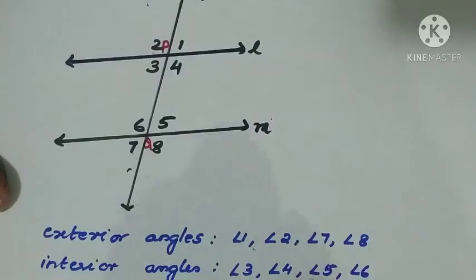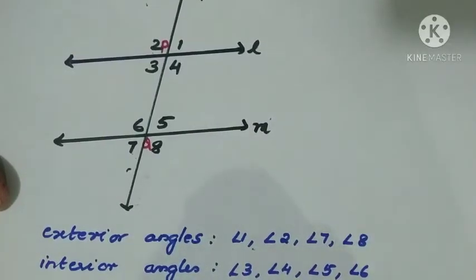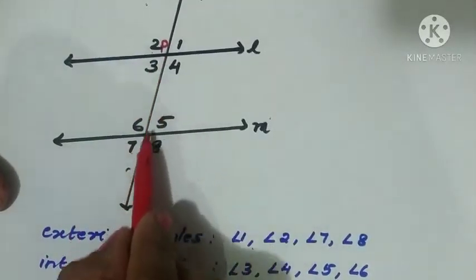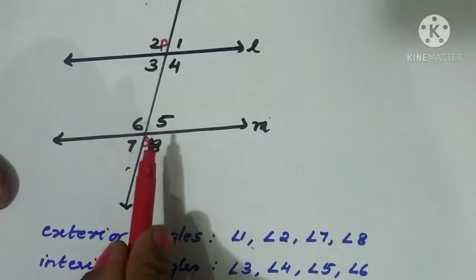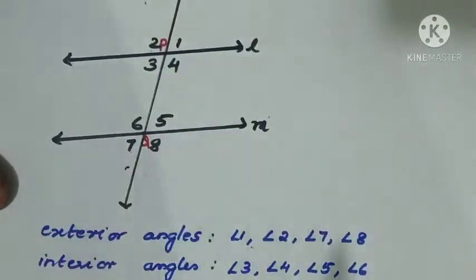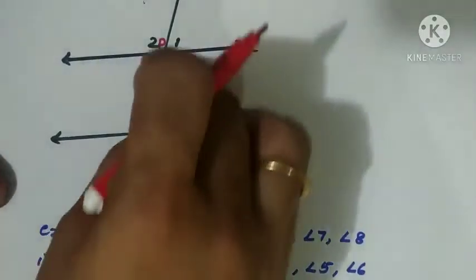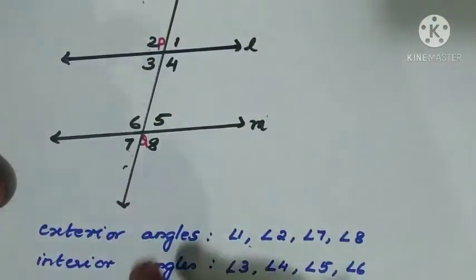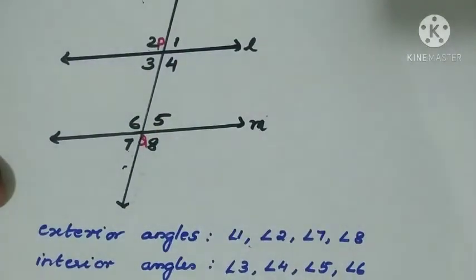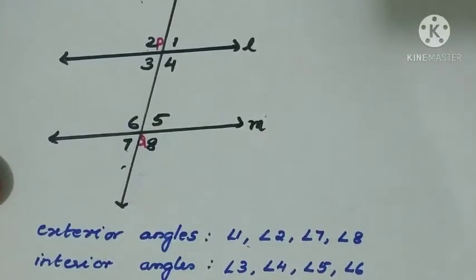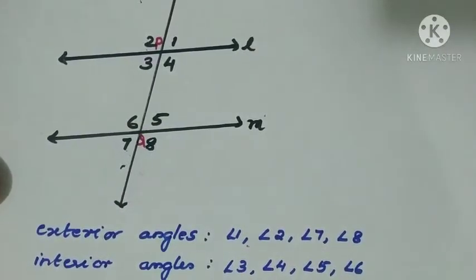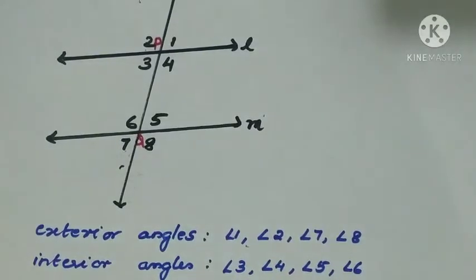Whereas interior angles are angle 3, angle 4, angle 5, angle 6 only. That means the portion PQ is included there. So angles 1, 2, 7, 8 are called exterior, whereas 3, 4, 5, 6 are formed as interior angles. It is formed between the lines. But 1 and 2 and 7, 8 are outside the lines only, and the portion PQ is not included there. Now the next pair is corresponding angles. So what are the two names we learned now? Exterior and interior angle. Next is corresponding angles.